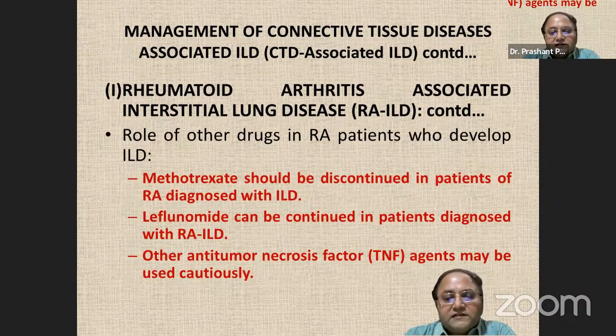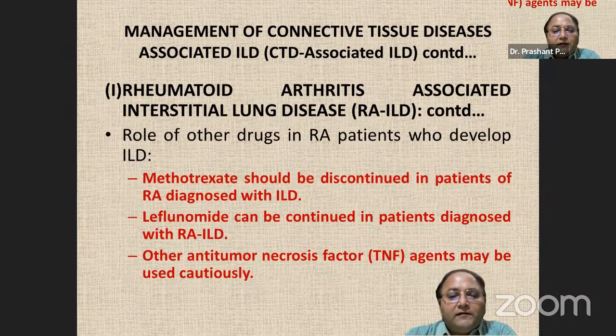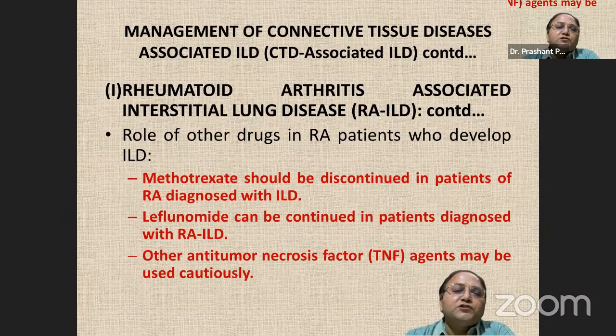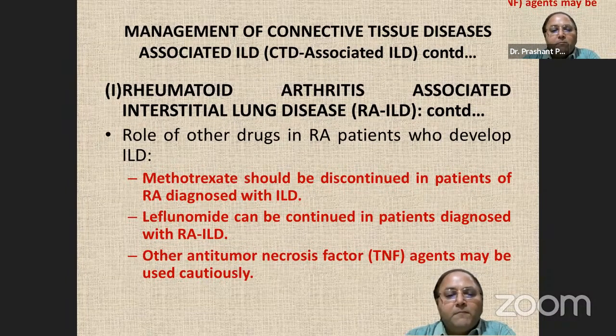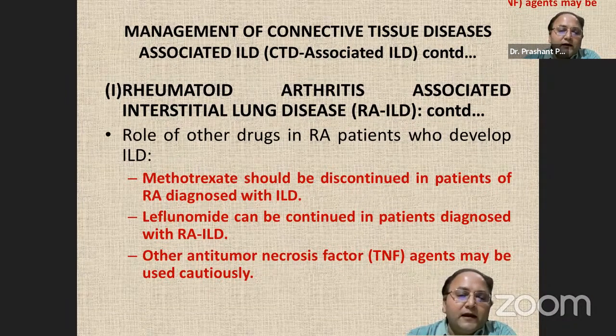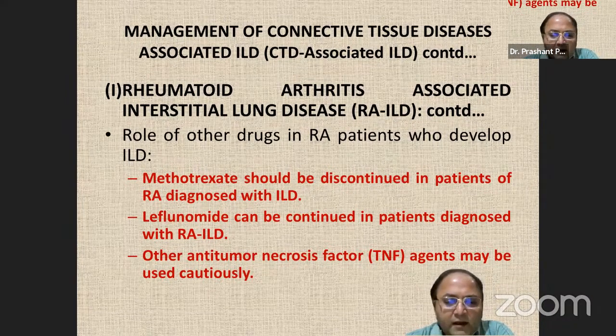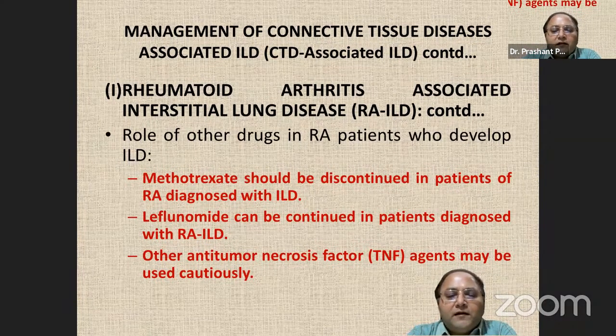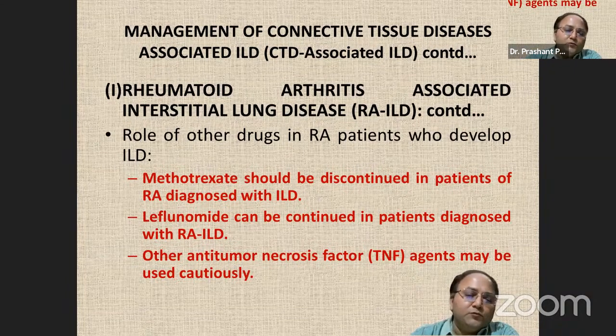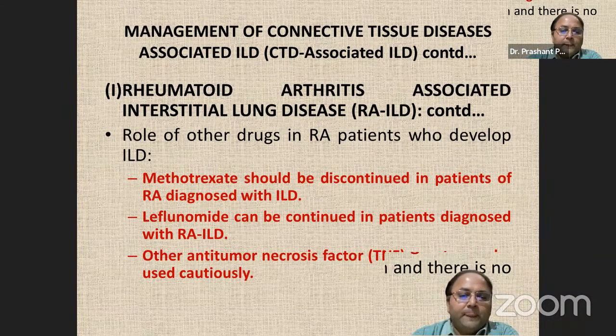Role of other drugs in RA patients who develop ILD. Methotrexate should be discontinued in patients of RA diagnosed with ILD. Very important point. Methotrexate should be discontinued in patients of RA diagnosed with ILD. Leflunomide can be continued in patients diagnosed with RA-ILD, and other anti-tumor necrosis factor agents may be used cautiously.